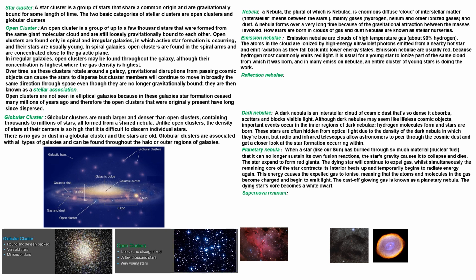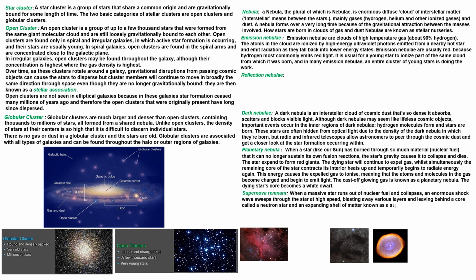The life of a star whose mass is greater than 1.4 times the mass of the Sun ends more violently and leaves behind a different type of nebula called a supernova remnant. When a massive star runs out of nuclear fuel and collapses, an enormous shock wave sweeps through the star at high speed, blasting away various layers and leaving behind a core called a neutron star and an expanding shell of matter known as a supernova remnant.